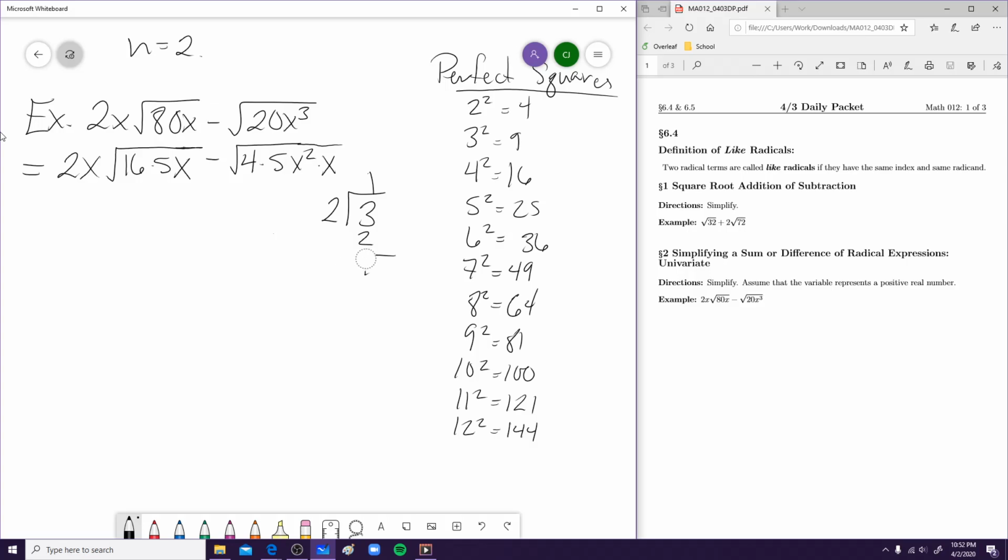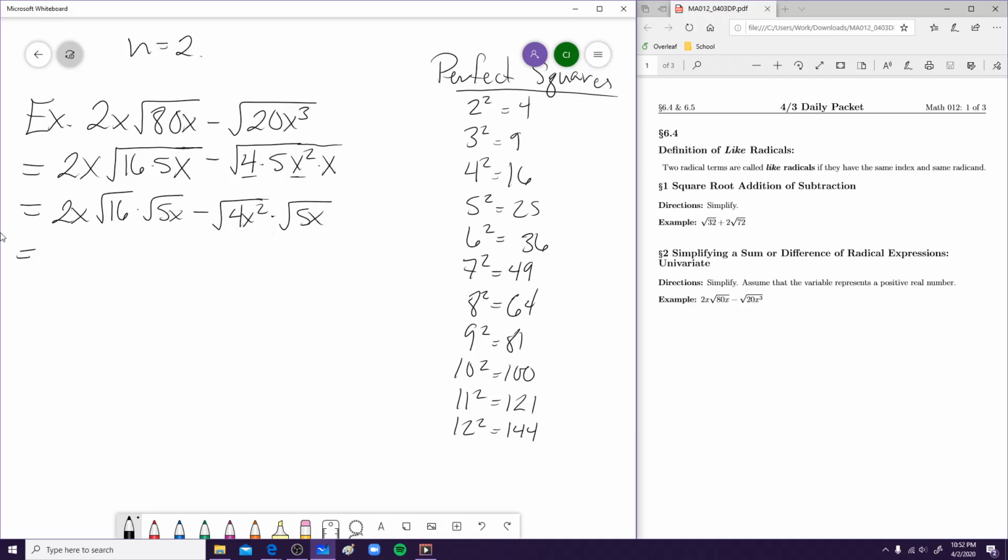Okay. Let me erase this to get some room. So now let's continue. We have 2x, and then for 16 times 5x, I'm going to rewrite it. So this is the square root of 16 times the square root of 5x. And then over here, I'm going to gather the perfect squares and then the non-perfect squares on the other side. In this case, the 4 and the x squared are our perfect squares. So I'm going to put it as the square root of 4x squared, and then whatever is left, which is 5x.